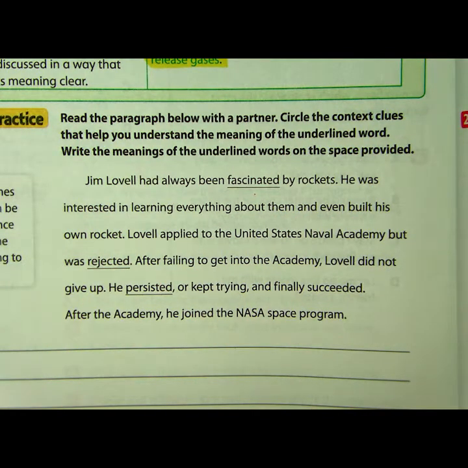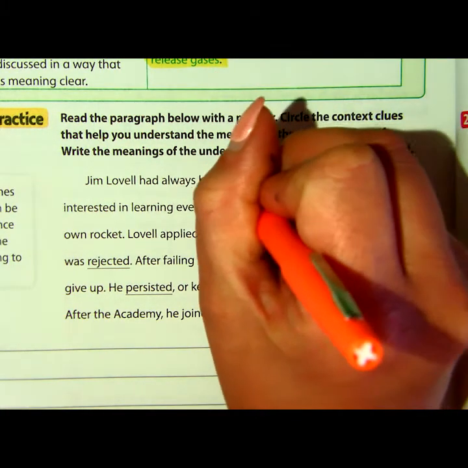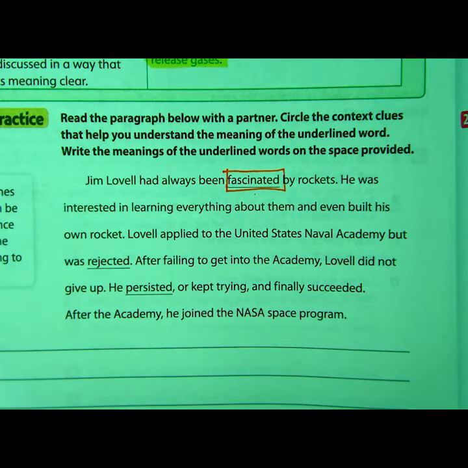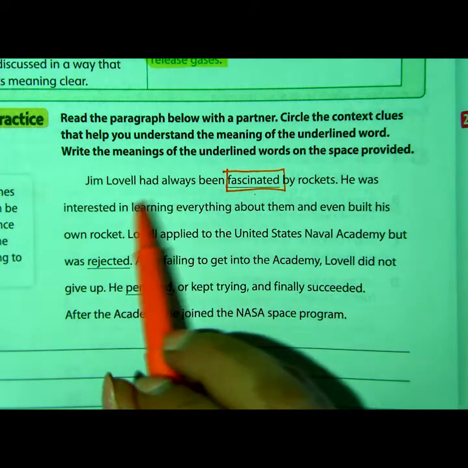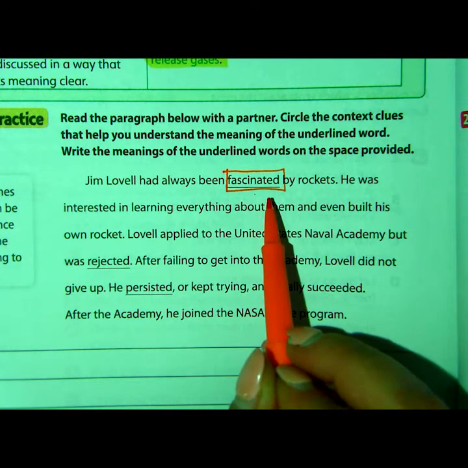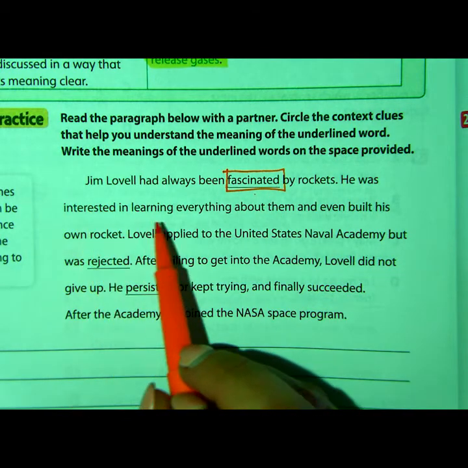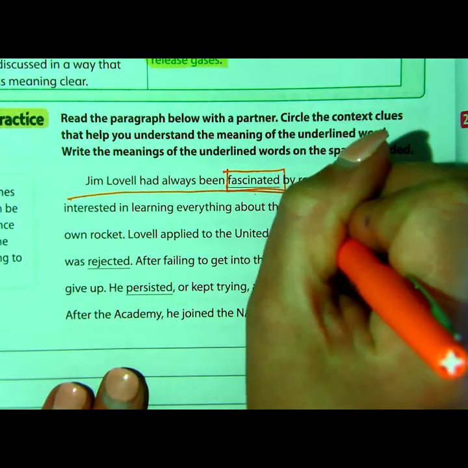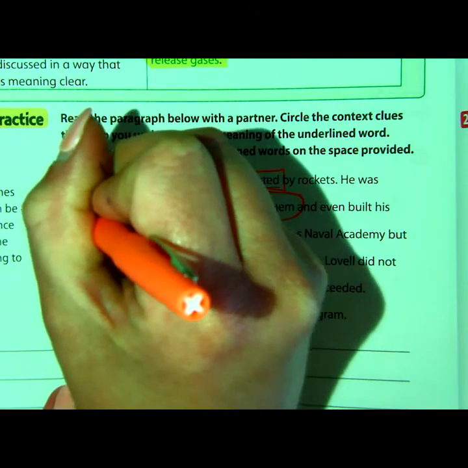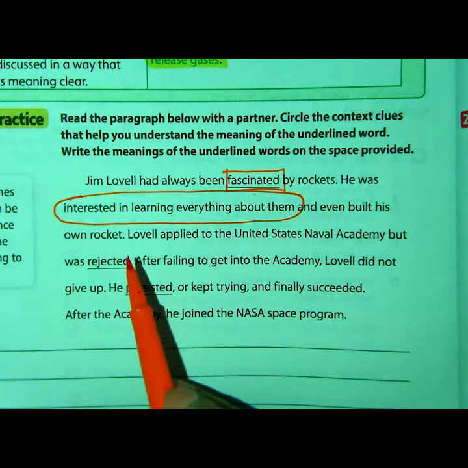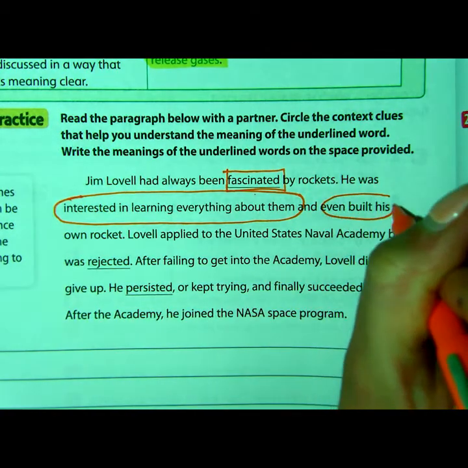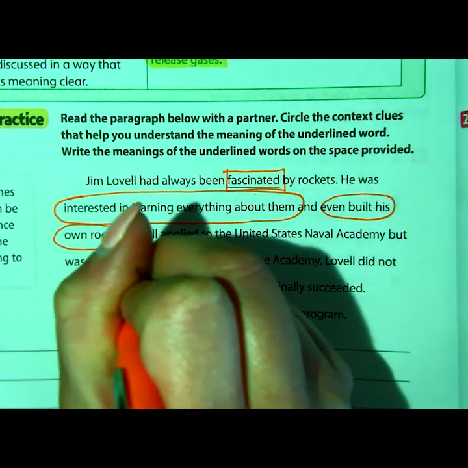Wow, okay. So fascinated is the unknown word. So I'm going to box that in. And now I have to find some context clues. Well, he's always been fascinated by rockets. Then they go on to tell me he was interested in learning everything about them. Well, those are my context clues right there. He even built his own rocket. We might even circle this part. Even built his own rocket.